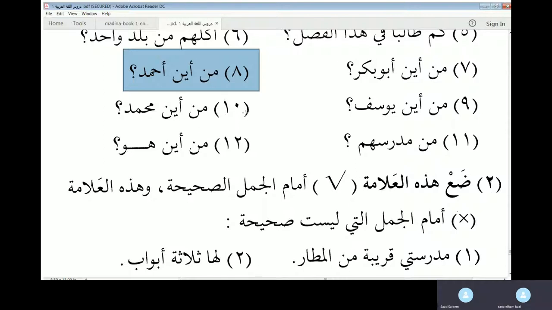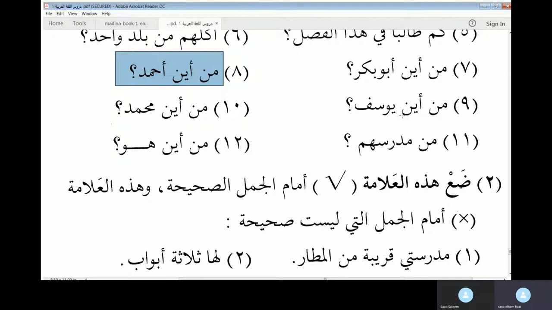One quick thing: when you read Min aina Abu Bakrin, why do you use Bakrin? Yes, it is mudaf and mudaf ilayh, that's why we are using kasra at the end. Father of Bakr is a name we call kunyah.